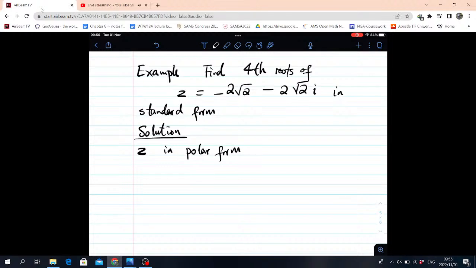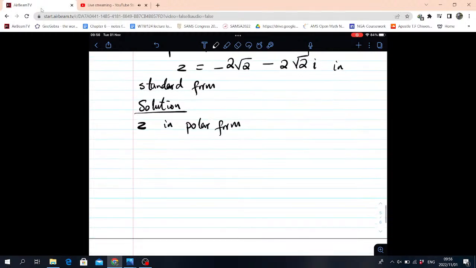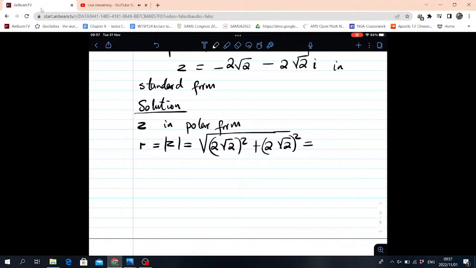We want it in polar form because the theorem that we are going to use uses a complex number that is in polar form, right? So that's the first thing. We have to find r, which is the modulus of z, which is equal to the square root of (2 root 2) squared plus (2 root 2) squared. And (2 root 2) squared is just equal to 8. So 8 plus 8 is 16. So it is the square root of 16, which is equal to 4.